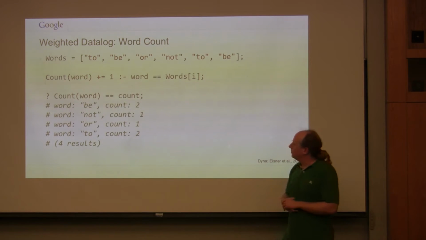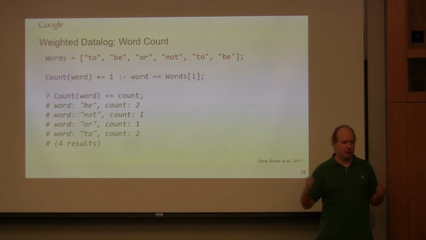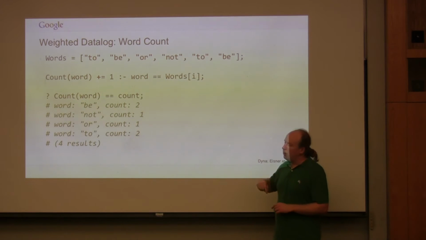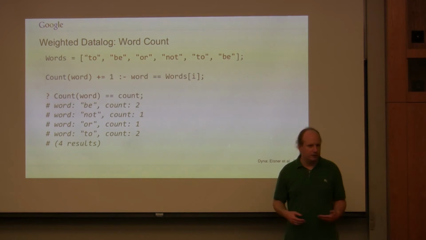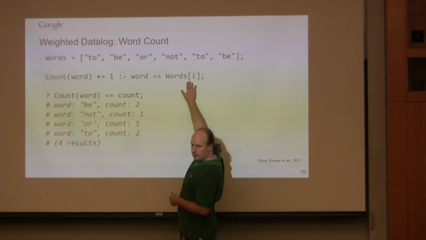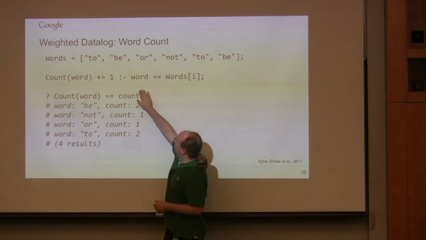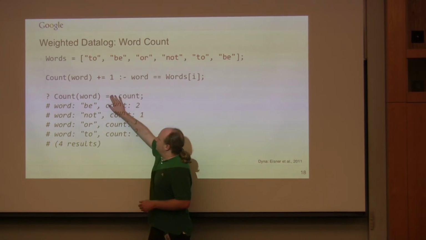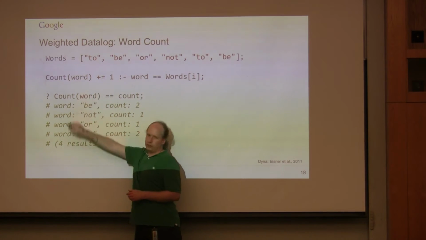First, we have a bunch of words, like to be or not to be. It's just a list of words, like a vector or something like that. And then we have a small predicate, count. What does this count do? It basically takes each word from our list of words, puts it in a variable word, and adds one for every different word it sees.